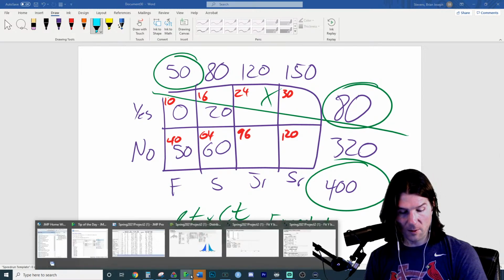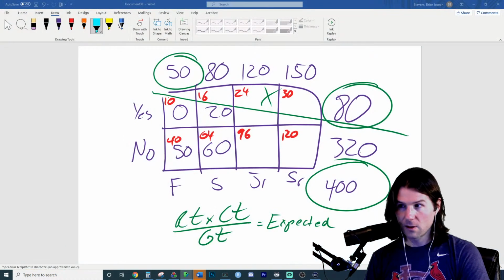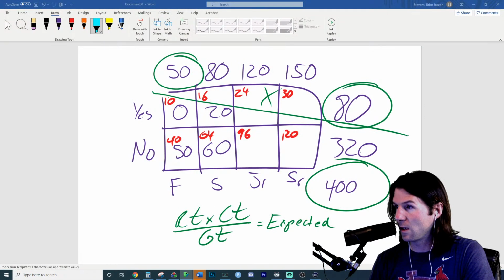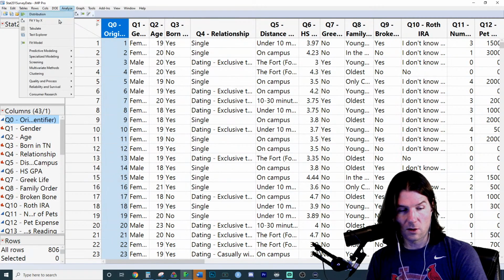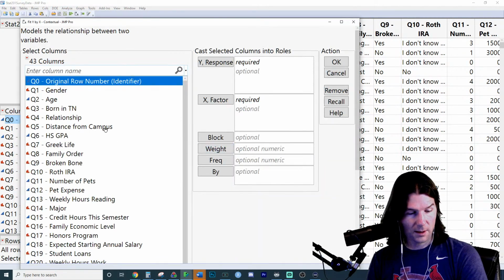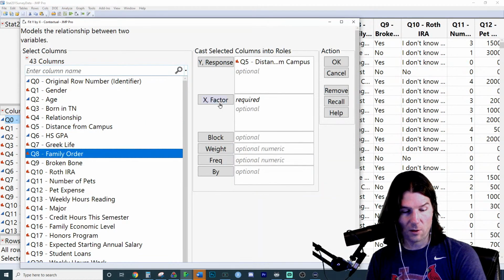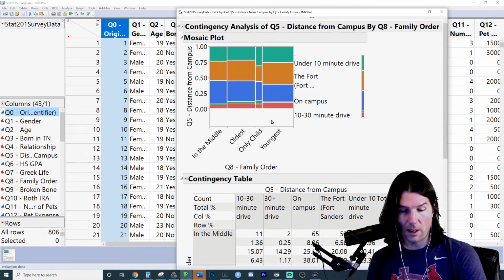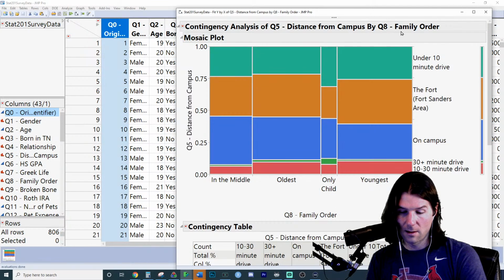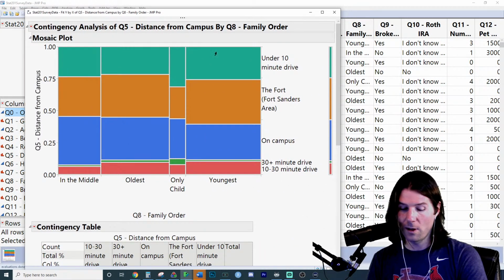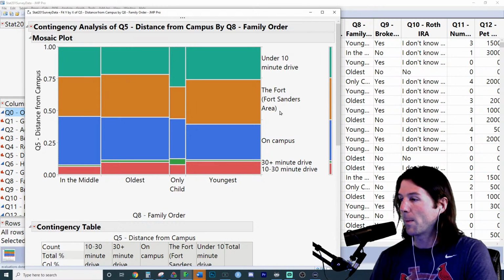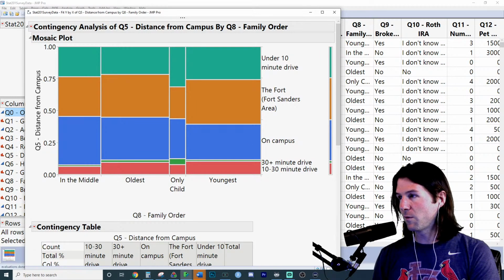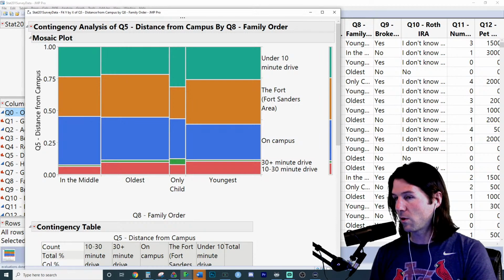We can see this. I'm going to bring up some stuff in JMP. Let me open up a bigger JMP data set. Good, we got it. This one right here, I'm going to do more. Let's do distance from campus and family order. I want you to look at this and say, Brian, that is a what by what? Be very careful. Figure out the degrees of freedom for this. If you can figure out the degrees of freedom for this, you are definitely on track.